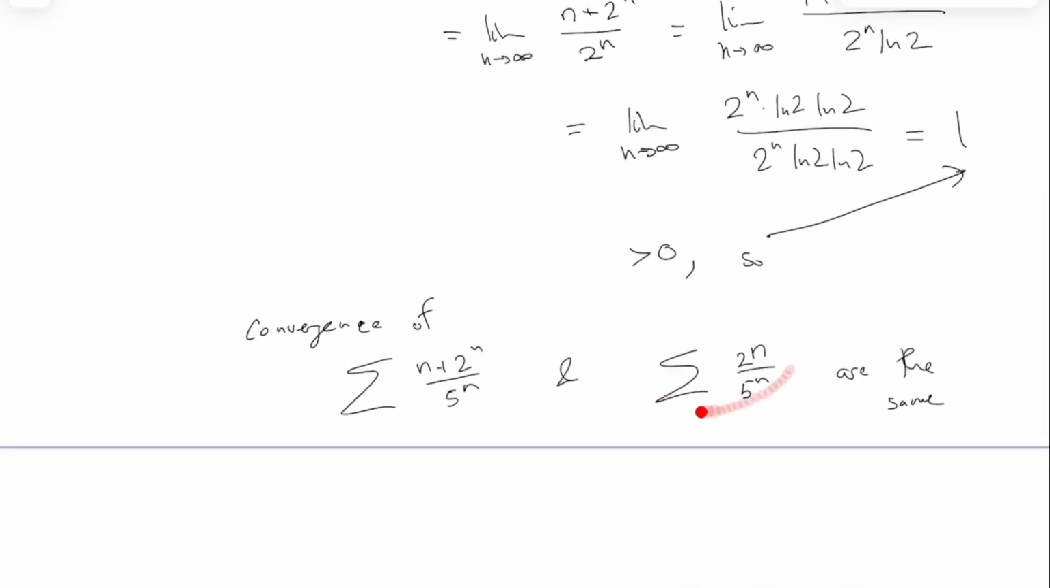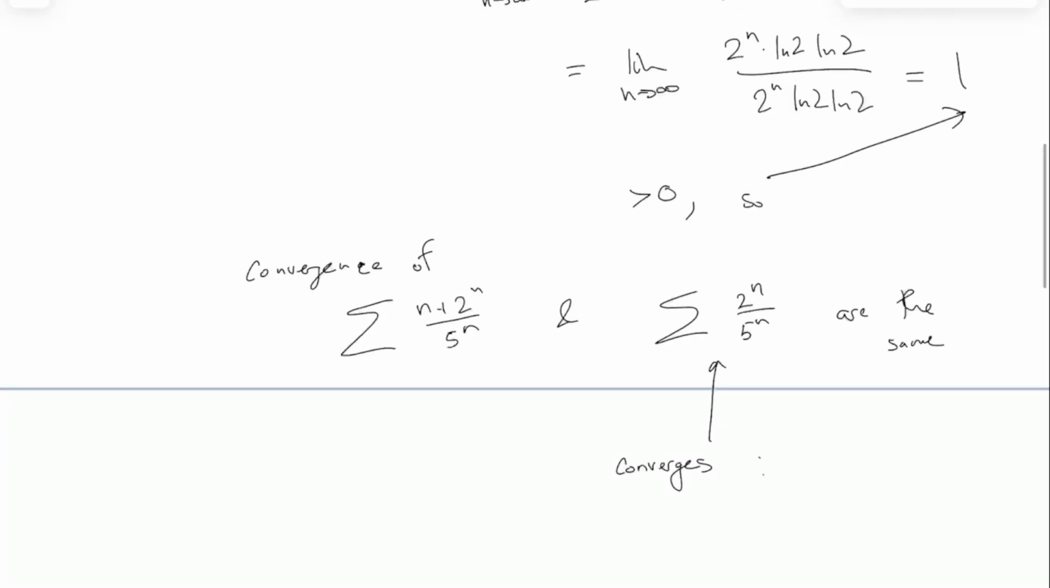And now I look at this one, the convergence of that, sorry, this is 2 to the power n. Does that converge or not? And can anybody say why? Yeah? It converges because the r value is less than 1. Yeah, right. This one is geometric. I would think of it as 2/5 to the n, right? And so this converges because this is geometric with r equals 2/5, which is less than 1.